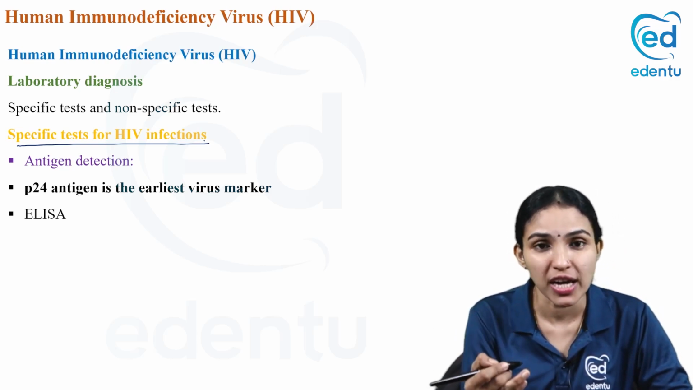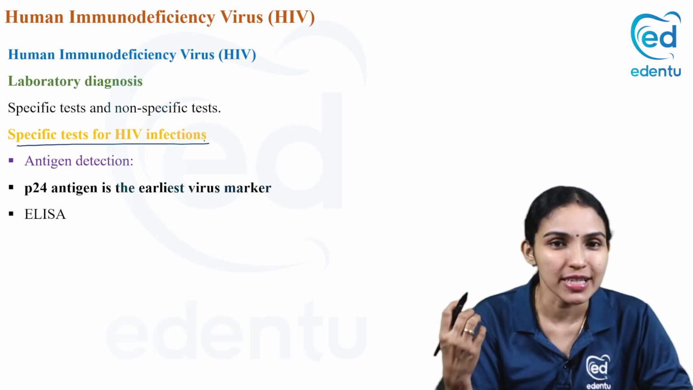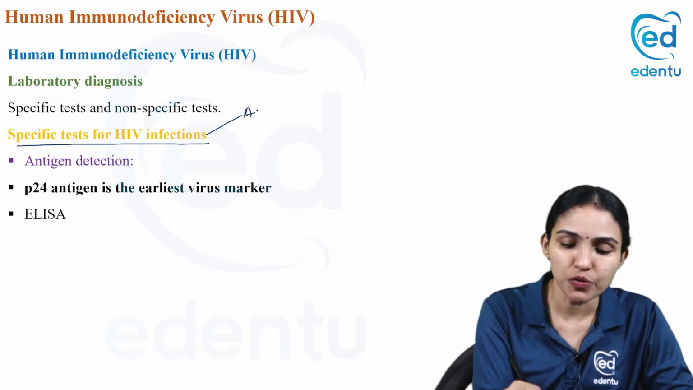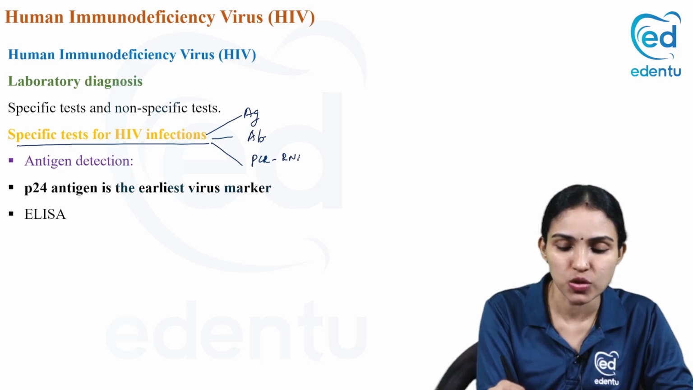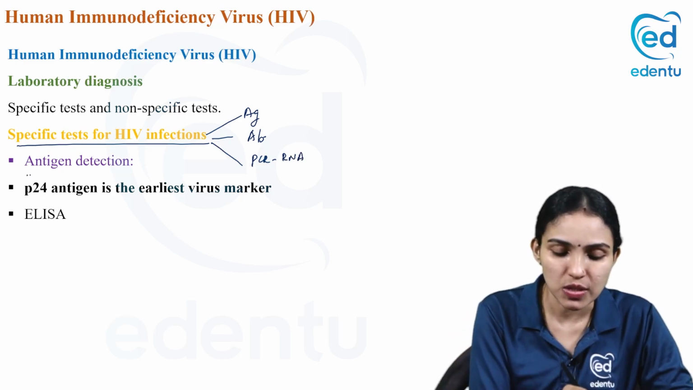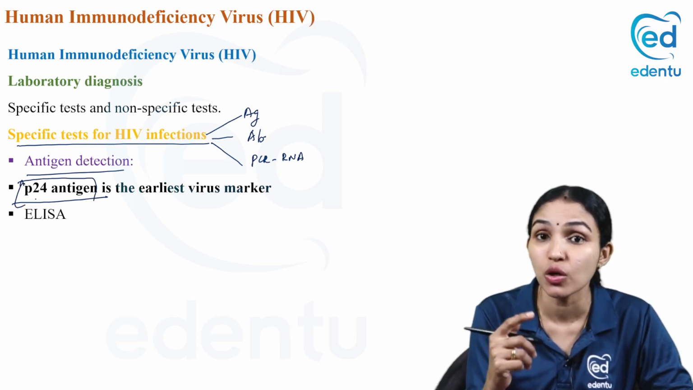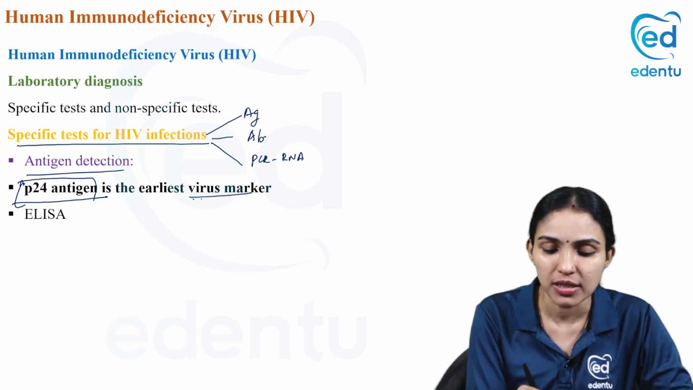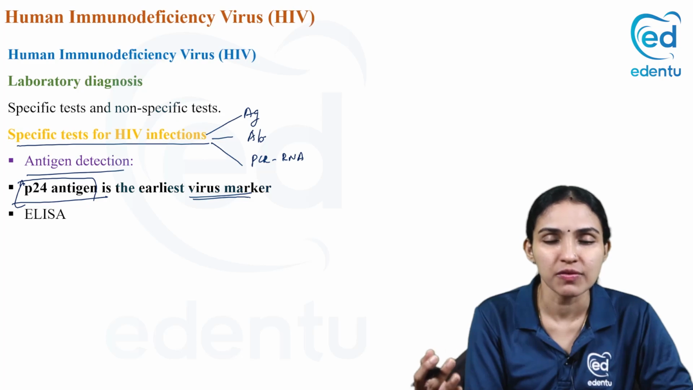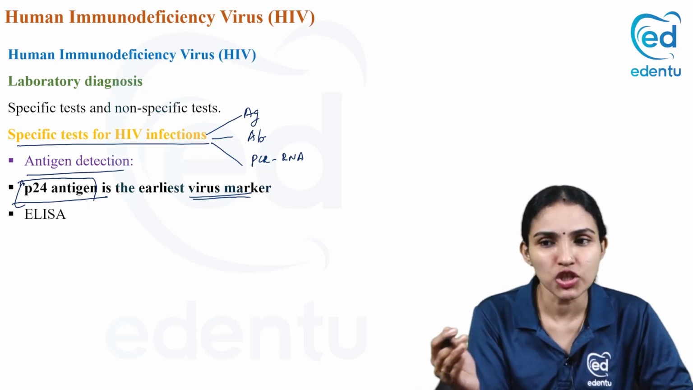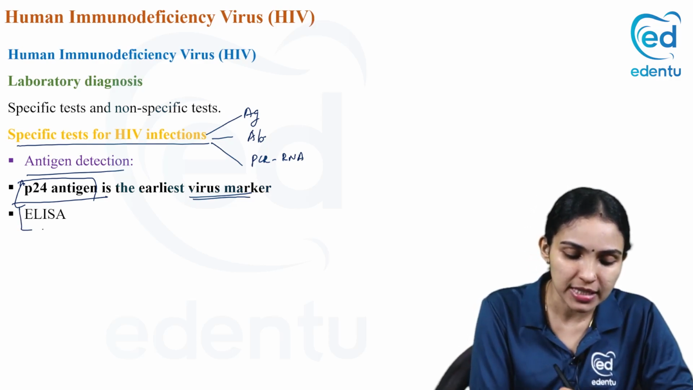You can detect the presence of antigen, or the presence of antibody, or you can go for viral RNA detection by PCR. So we have three kinds of tests: antigen detection, antibody detection, and PCR for viral RNA. These are the specific tests. Antigen detection is a very good test for HIV, and the best antigen that comes first is the P24 antigen, which is the core antigen. That is the first viral marker present in the patient's blood. Antibodies will take some time to appear, like 3 weeks or more. Within a shorter period, like 10 to 12 days, you can get a P24 antigen positive. This can be detected by ELISA.